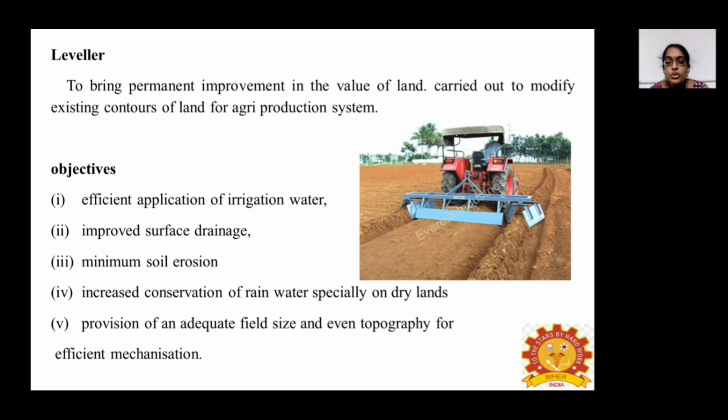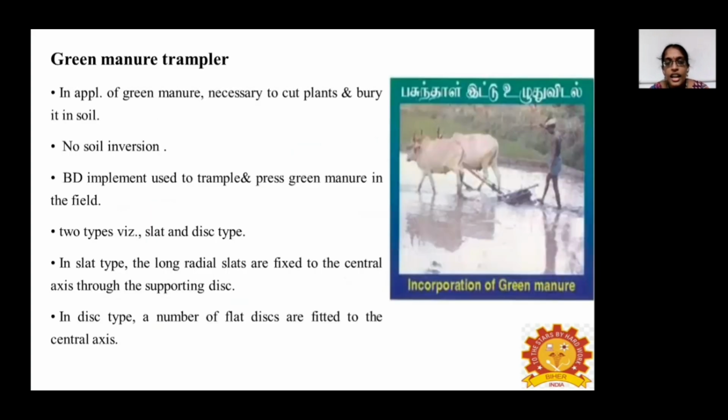So if you want to prevent the stagnation of water in the field, this leveler is used, because it will level the land so that water won't be stagnant. So this is the leveler. And the green manure trampler. If you want to incorporate the green manure in the field, it is used.